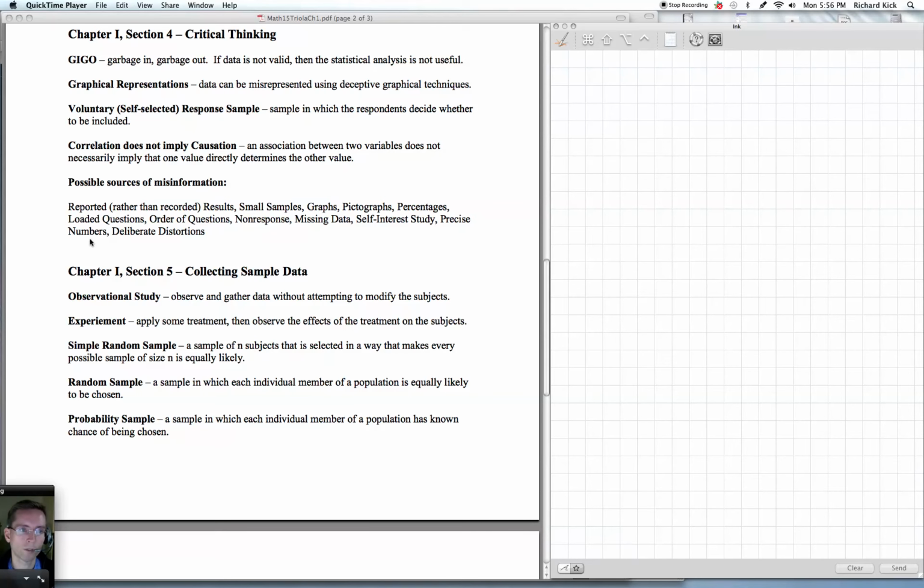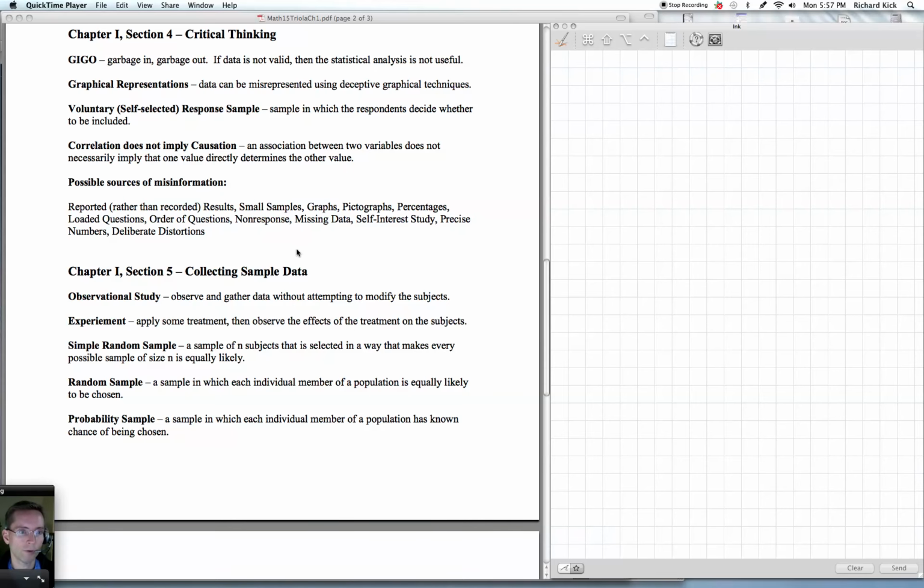Precision of numbers. Sometimes if you list out extra decimal places for numbers, it seems to indicate that those are really significant, and actually the information may not be to that level of accuracy. So only use the precision necessary for the particular problem, and then try to avoid deliberate distortions. Do not mislead people in your gathering or reporting of data.